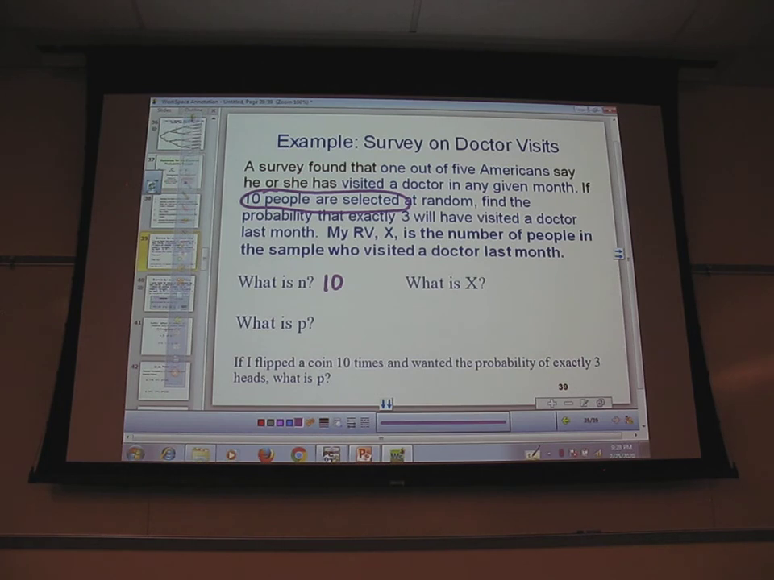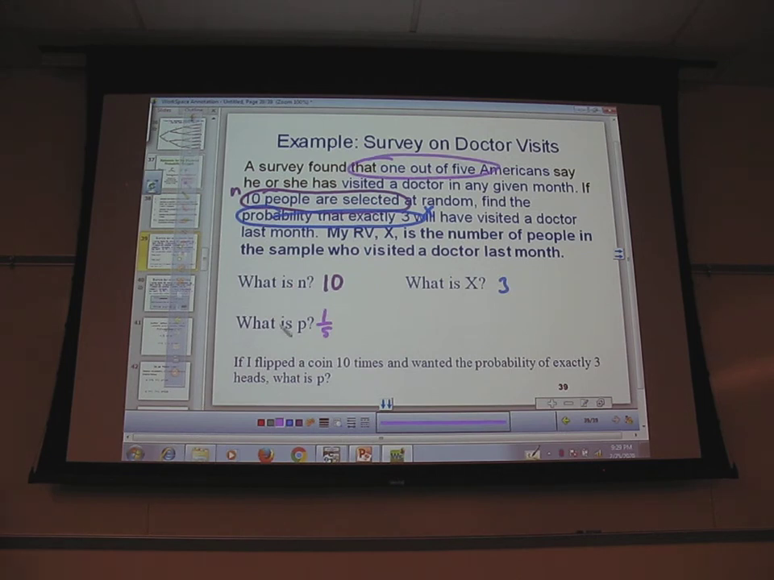What's X, my number of successes? 3, exactly 3. I need to find the probability of exactly 3. That is my X. What's P? 1 out of 5. 1 out of 5 or 0.2? One out of 5.